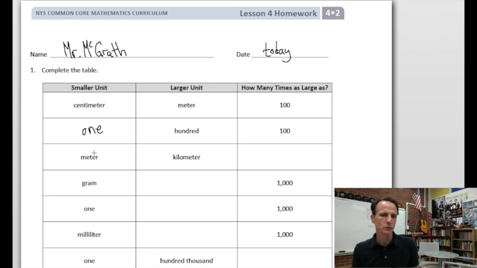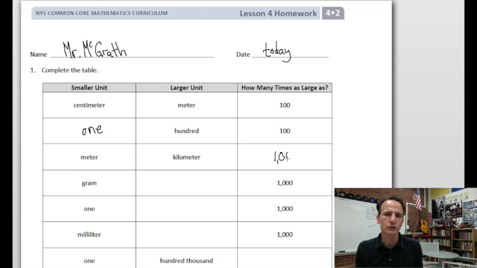Now when we look at this one, we're comparing the meter to the kilometer. So the meter is a smaller unit. That's arm's length there, a little bit more than a yard, right? And then a kilometer, that's a distance. That's like we're talking about a driving distance or a biking distance, or a running distance. So the kilometer is how many times larger than the meter? Well, how many meters does it take to make a kilometer? You got it, 1,000.